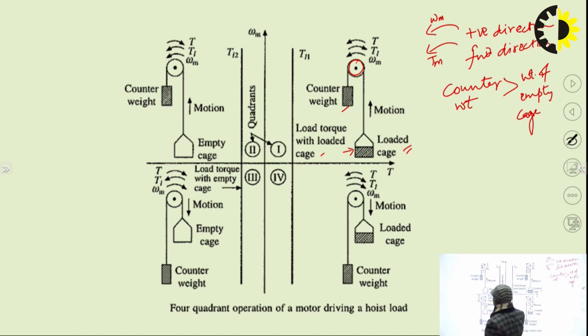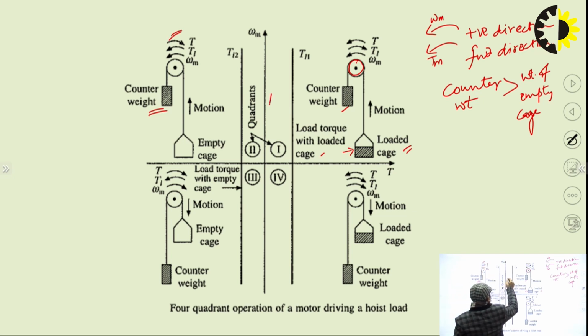In the second case, we have to bring the empty cage from the ground position to the upper position. I have already discussed that the counterweight is greater than the weight of the empty cage. So it will easily carry the empty cage upward, and therefore we have to control the speed of the motor, and so we have to apply a negative motor torque. So we can see the direction of the motor torque is changed.